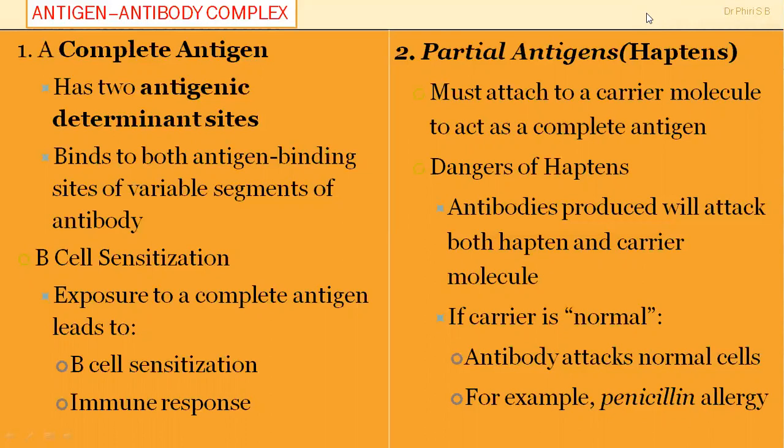And that can result in antibodies attacking normal cells. Why? It's because the carrier could be a protein of a normal cell. So the antibody will bind to the partial antigen and the carrier protein, which is part of the normal cell. So these antibodies will attack the normal cell. An example is the penicillin allergic reaction, as a result of these partial antigens and carrier proteins.